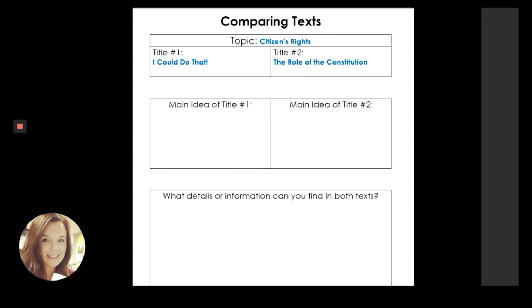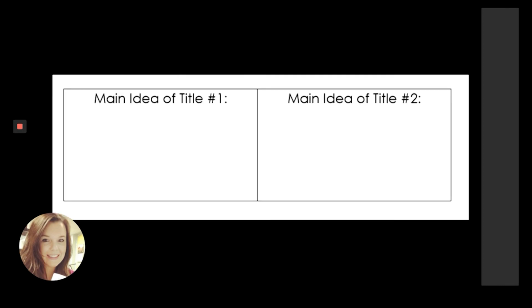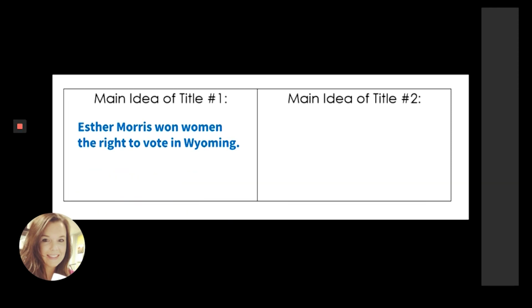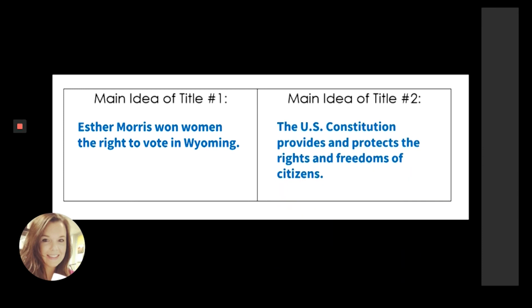Here's our graphic organizer that will help us compare the two texts. Let's go ahead and enter the main idea of each text that we discussed. So the main idea of I Could Do That is that Esther Morris won women the right to vote in Wyoming. The main idea of the role of the Constitution is that the U.S. Constitution provides and protects the rights and freedoms of citizens.